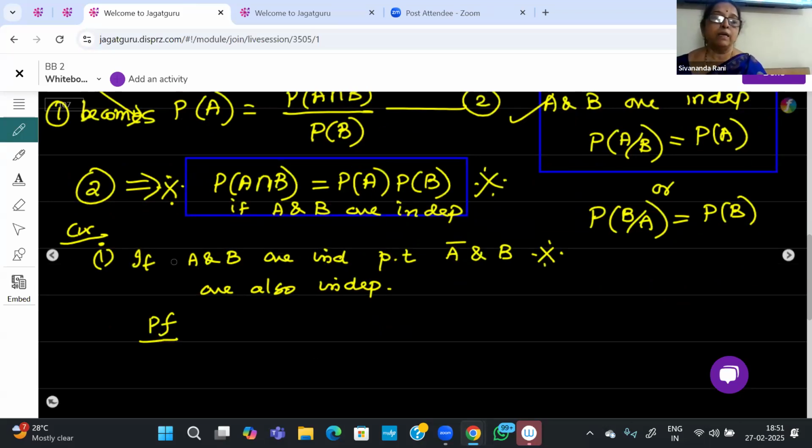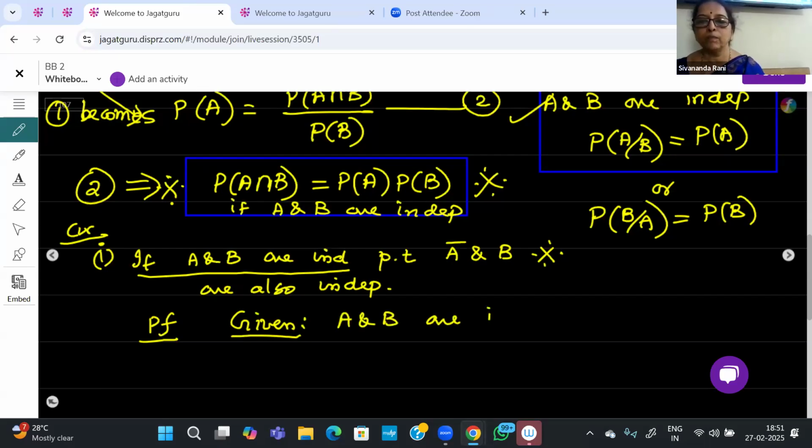If A and B are independent. Always remember, if there is a statement with the terminology if, what follows if is given. That's given to you. If A and B are independent, that means I am given that A and B are independent. And what is to be proved will always follow this, right? Prove that. What should I prove? To prove that, I should prove that A bar and B are independent.